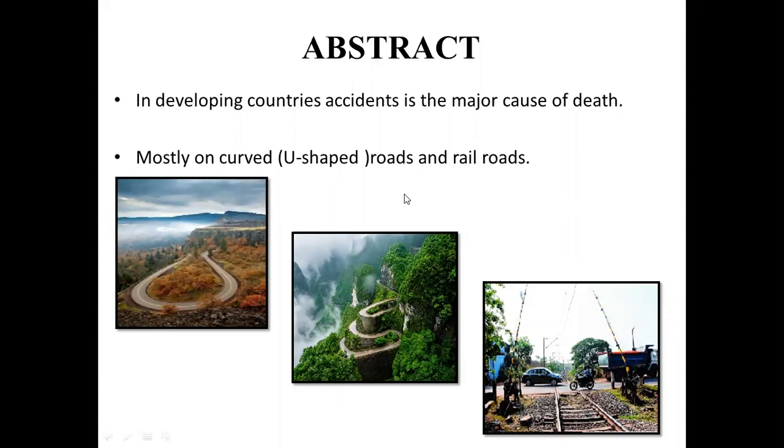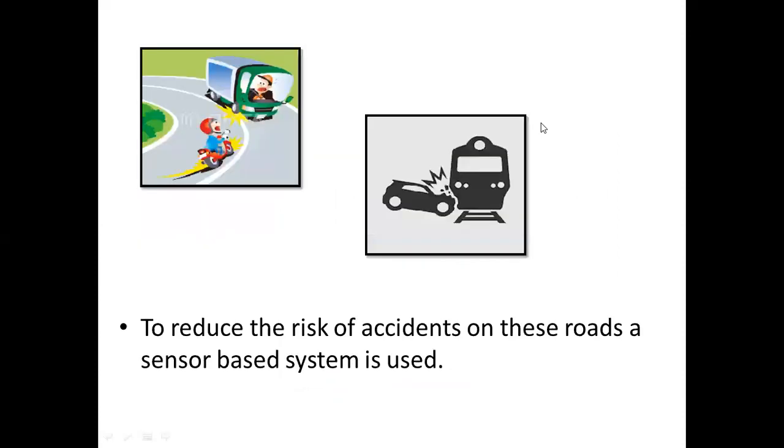The problem on these curved roads is that drivers cannot see the vehicle or obstacles coming from the other end of the curve. If the vehicle is at very high speed, then it is difficult to control and there are chances of falling off a cliff. To reduce the risk of accidents on these roads, a sensor-based system is used.